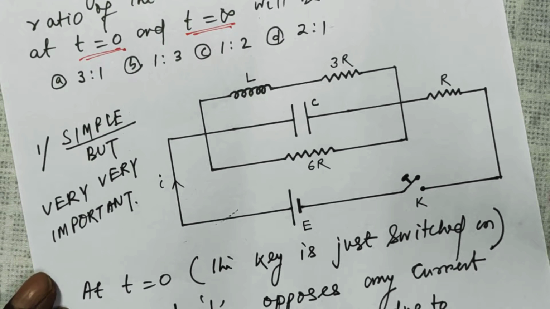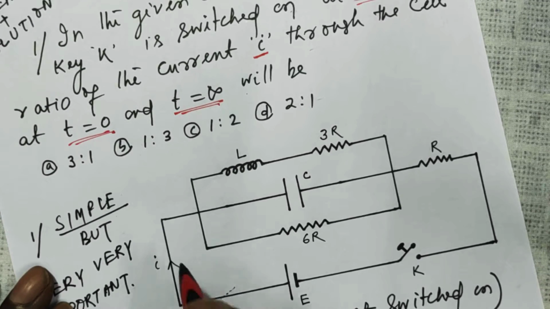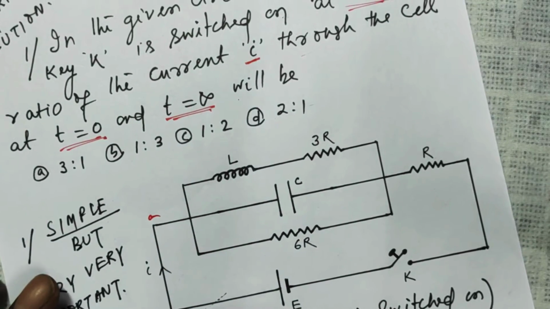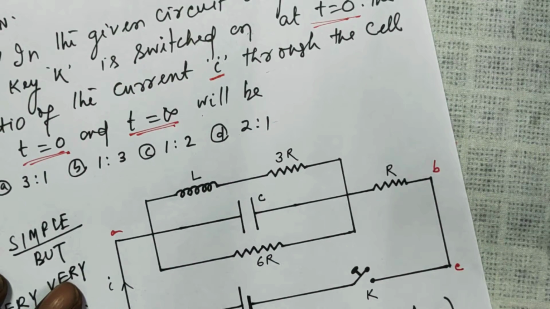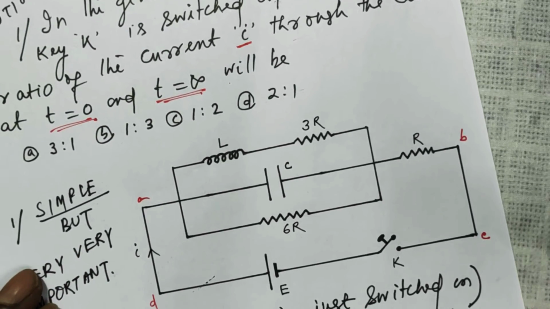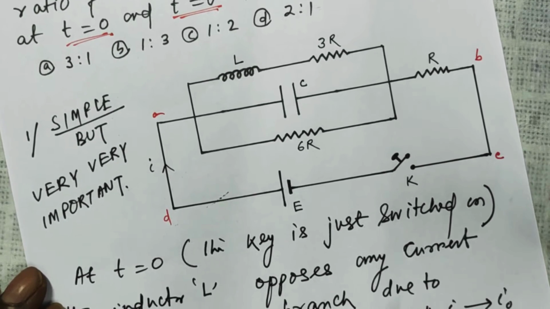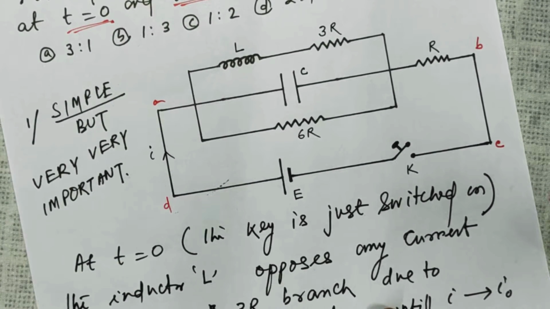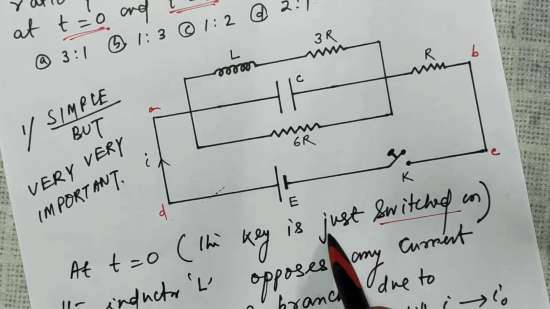Now let us mark this point as A, this point as B, this point as C, and this point as D. Now look at t equals 0, that is, when this key is just switched on.